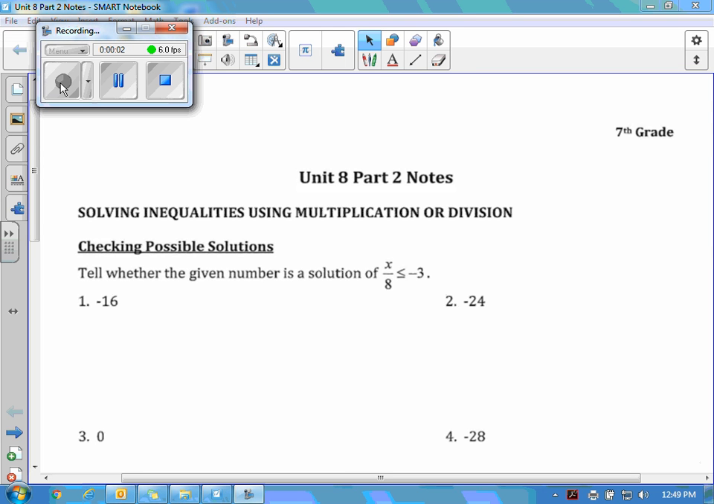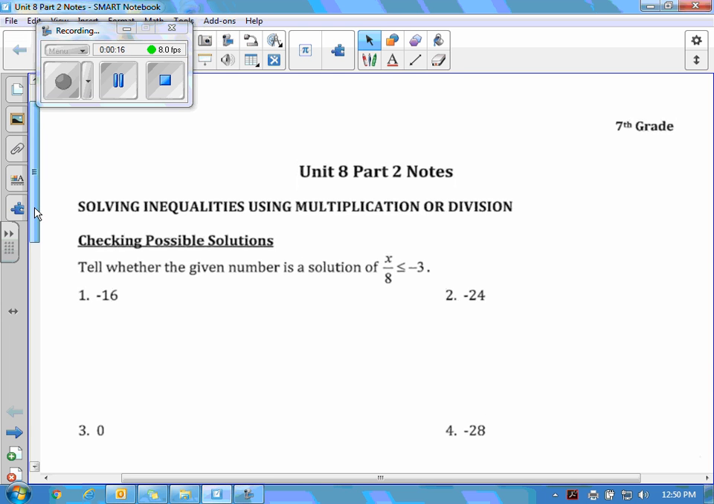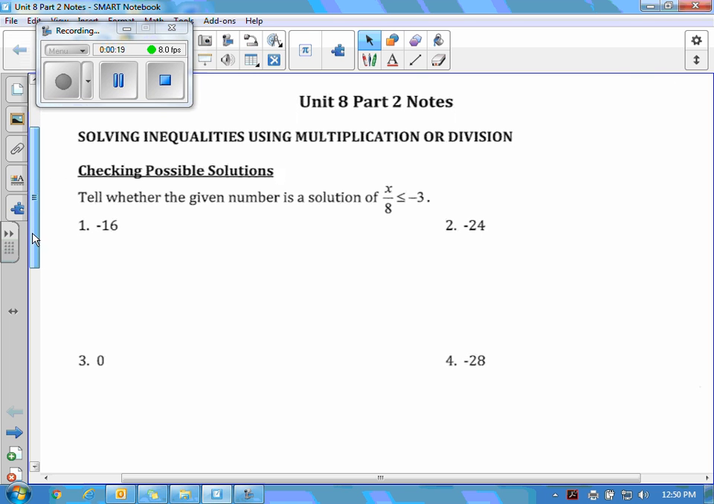In Unit 8, Part 1, we introduced solving inequalities and solved inequalities by adding or subtracting. In Part 2, we're going to solve inequalities using multiplication or division. The first thing we're going to do is check possible solutions again, just like we did in Part 1. The only difference is they will be division problems this time.